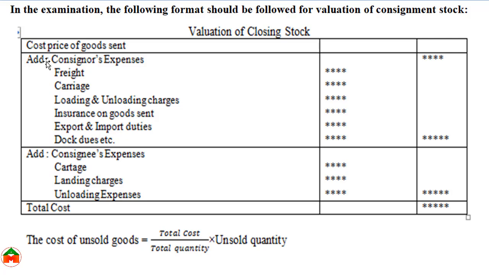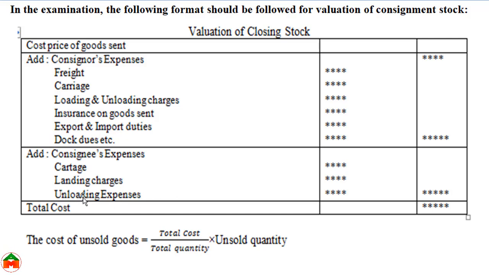With the cost price of goods sent, you have to add the expenses incurred by the consignor. You can see the freight, carriage, loading and unloading charges, insurance on goods sent, export import duties, dock dues. These are the expenses incurred by the consignor. All the expenses incurred by the consignor should be added to the cost price of the goods sent, as well as some of the consignee's expenses, for example, cartage charge, landing charge, unloading charge, until unloading.